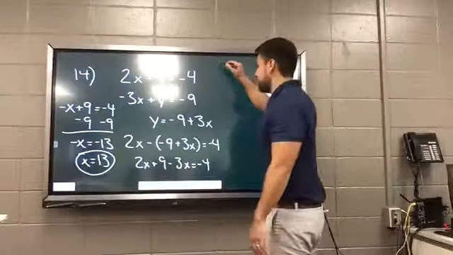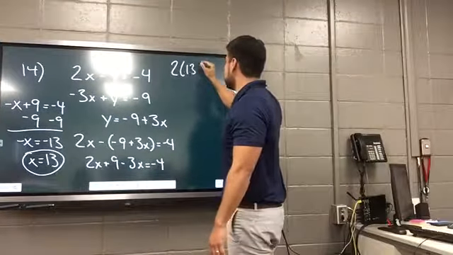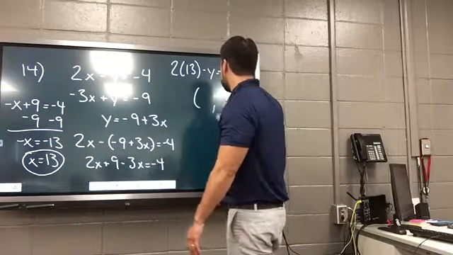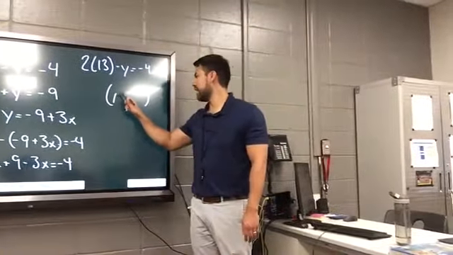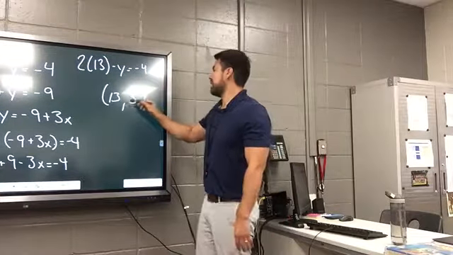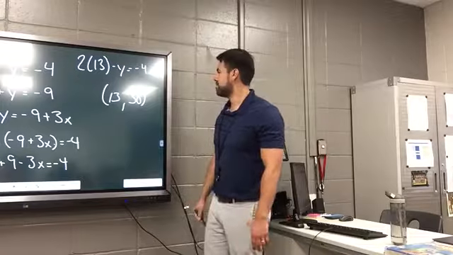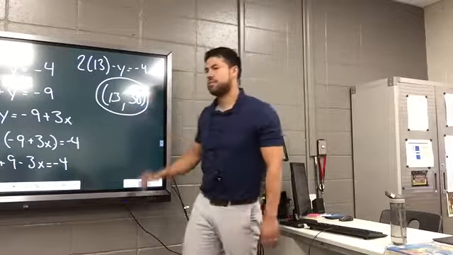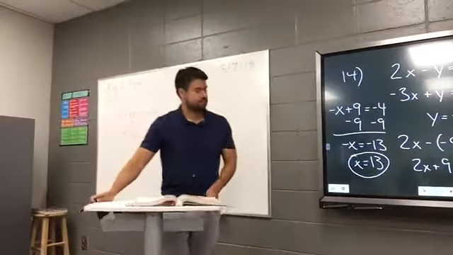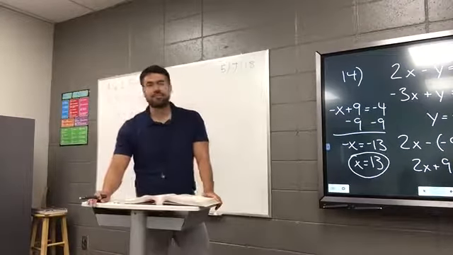So I'll put in the top one. 2 times 13 minus y equals -4. What do you get for your solution? 13. 30. 30. It messes up.